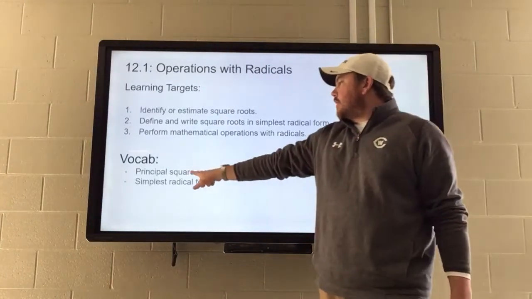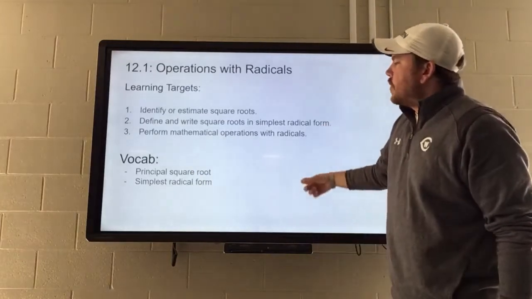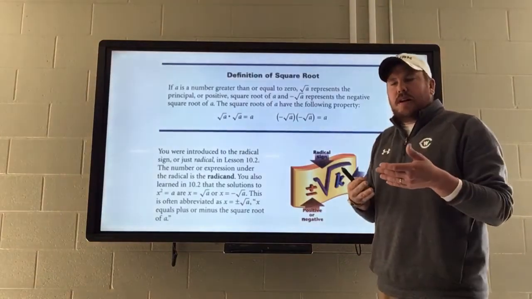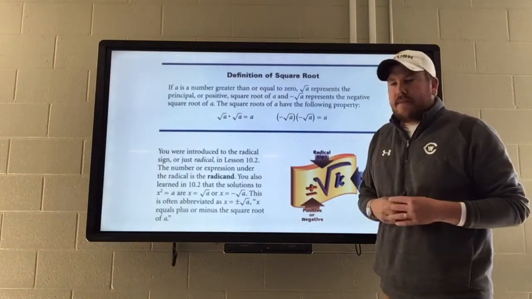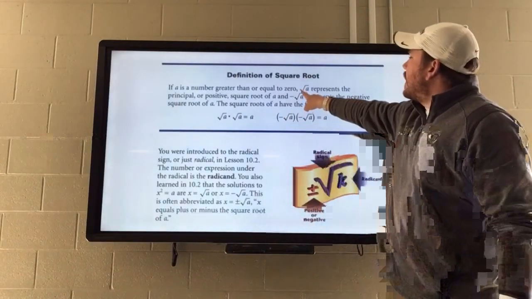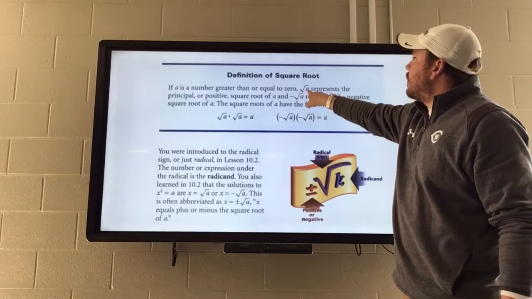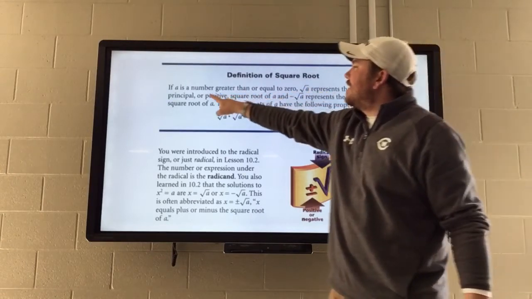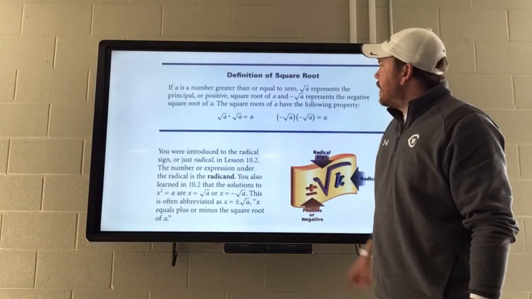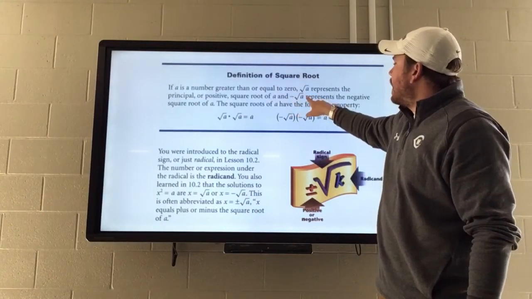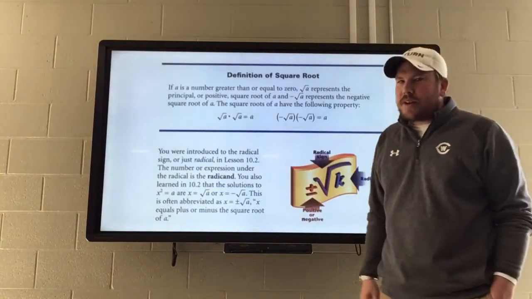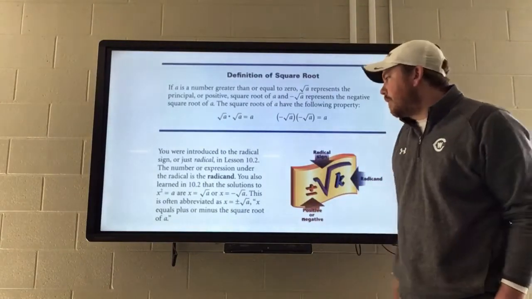2 vocab today, we have principal square root and simplest radical form. So that principal square root, before when we took the square root of a number, we were always careful to put that plus or minus sign in front of it, right? Now we're going to define the 2 different ones. So if we take just the square root of a, if we just have the radical in front of the number we're taking the square root of, that is the principal, or another way of thinking of it, the positive square root, all right? And if we have a negative sign, so negative square root of a, that will be the negative square root. So you might hear me say the principal square root and the negative square root. Just know that it means basically the positive square root or the negative square root.